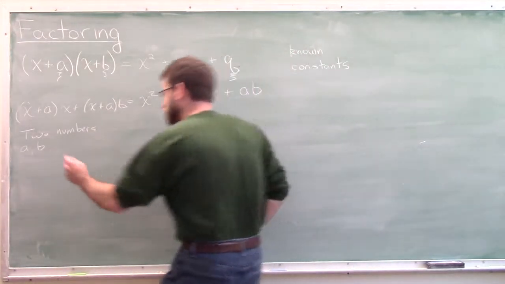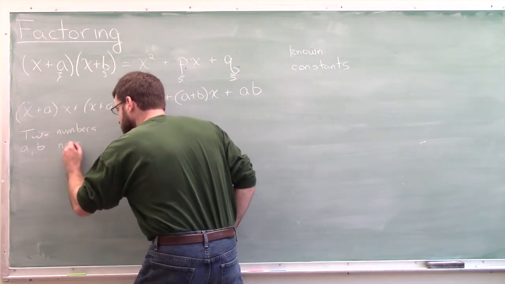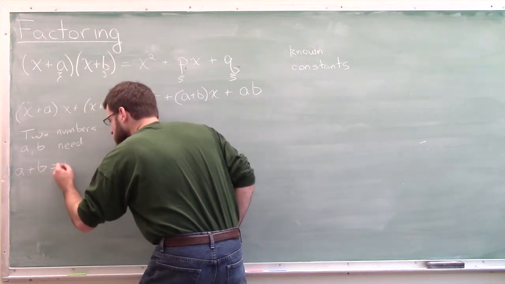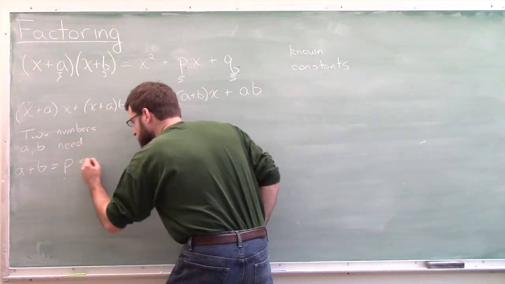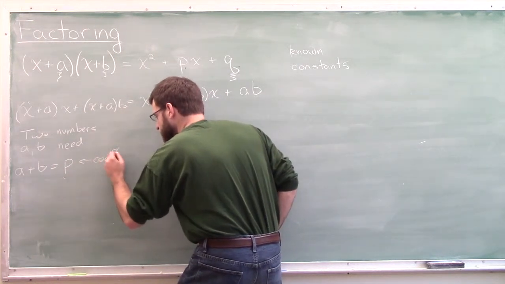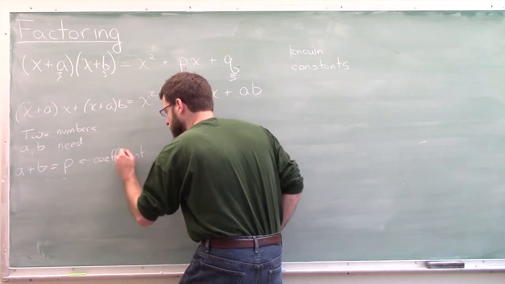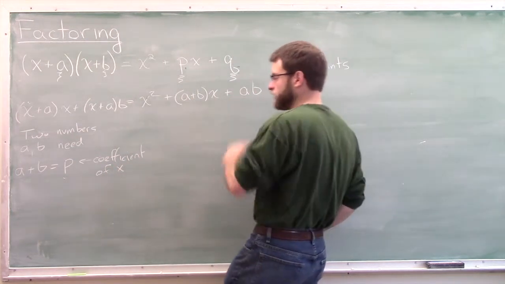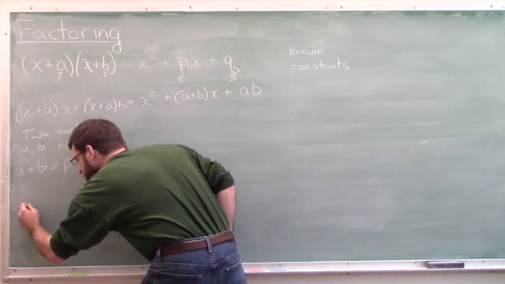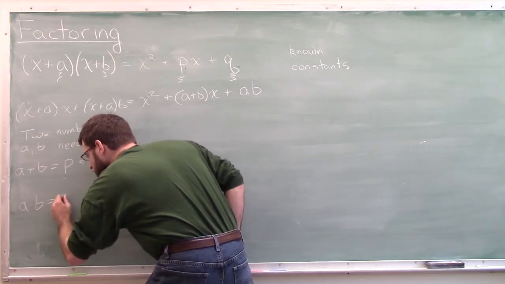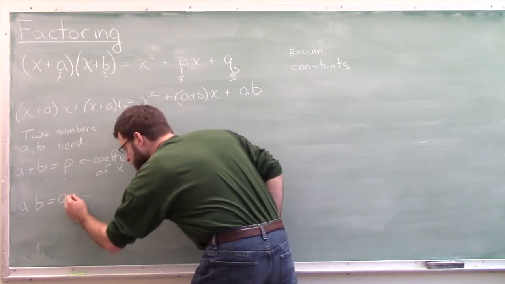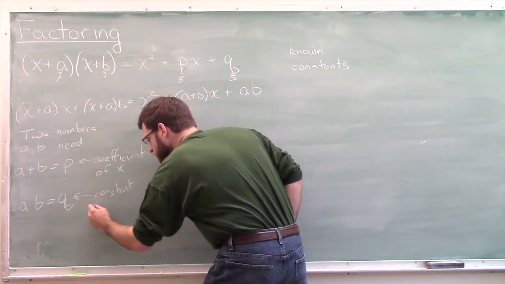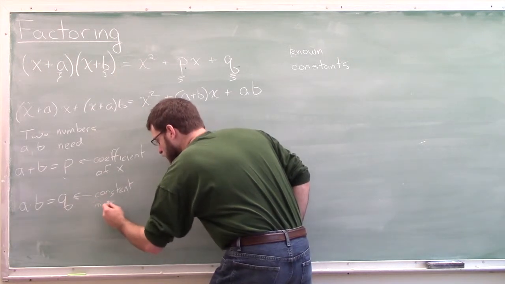So we need a plus b, the sum of those two numbers, to be equal to p, the coefficient of x in the polynomial that we're starting with, and we need their product, a times b, to be equal to q, the constant term in the quadratic.